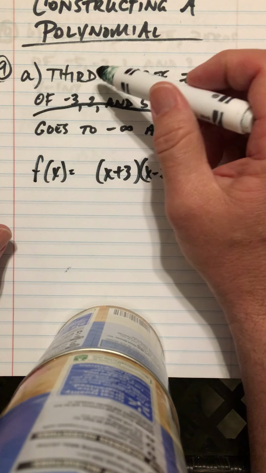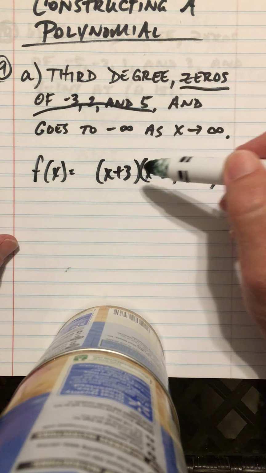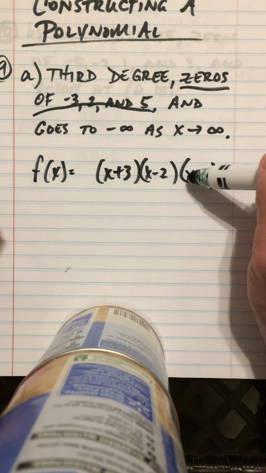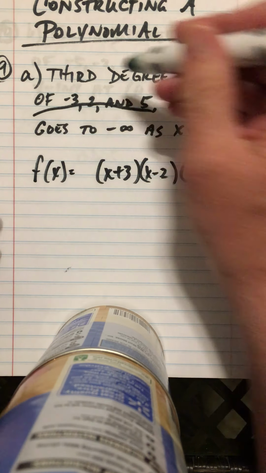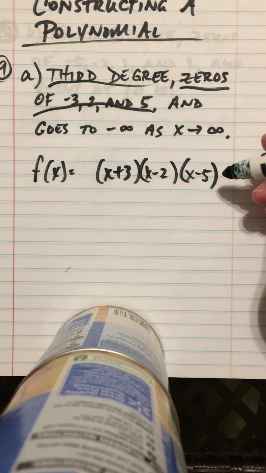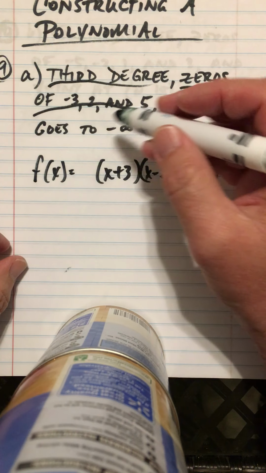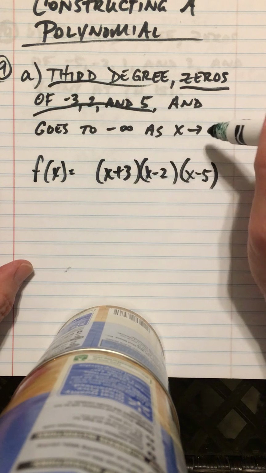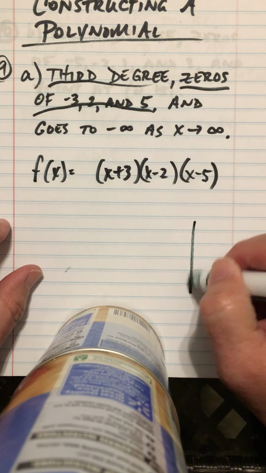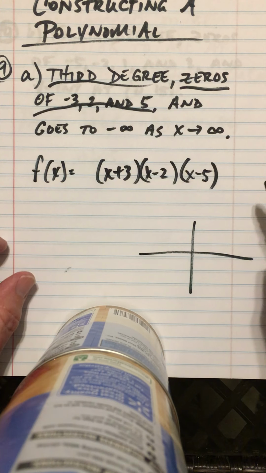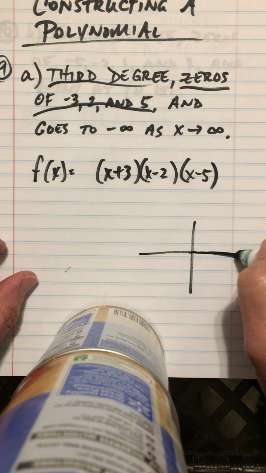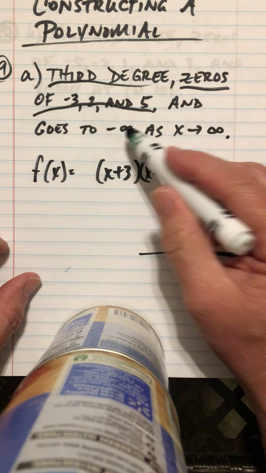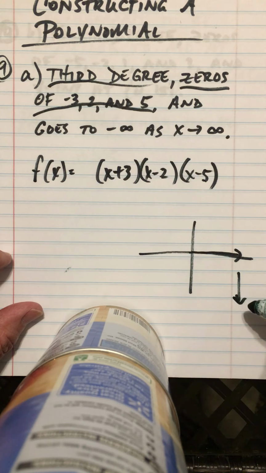The next thing is look to see if it's a third degree. Notice if I multiply these out, I would have x times x times x. That's x to the third. This by itself is already a third degree. I've taken care of that part of it. The only other thing to take care of is that the function goes to negative infinity as x goes to infinity. Now think about it. Remember from last lesson, from this last week, it's saying as x gets really big, that's going out here to the right, they want the function to be going down.